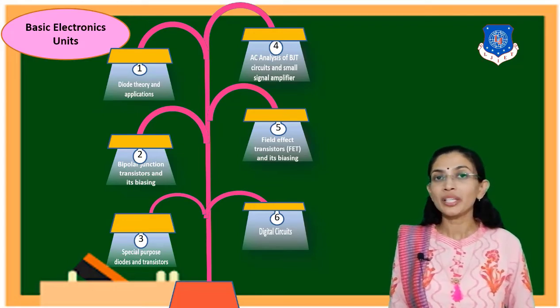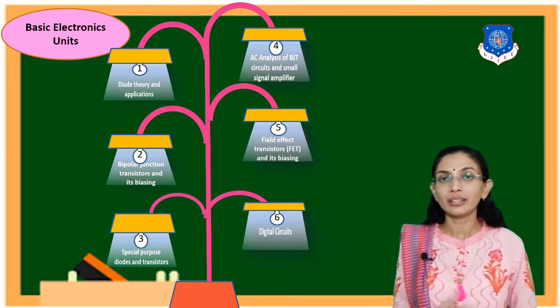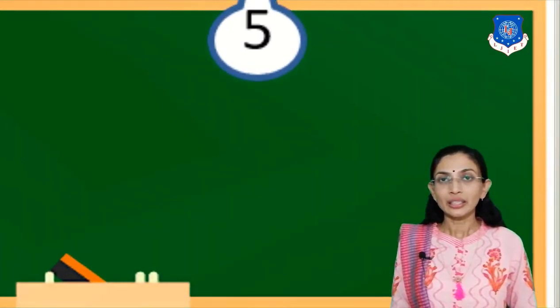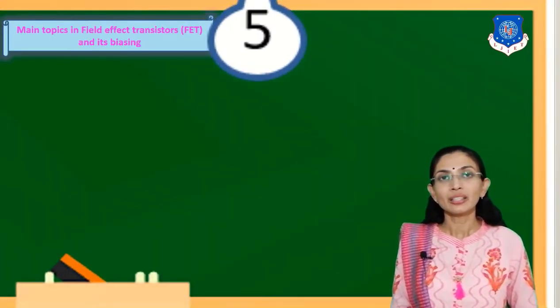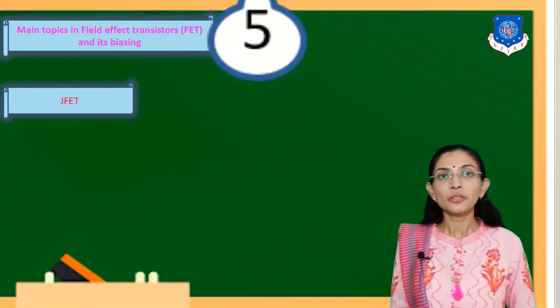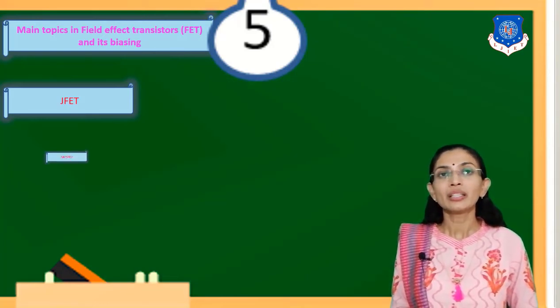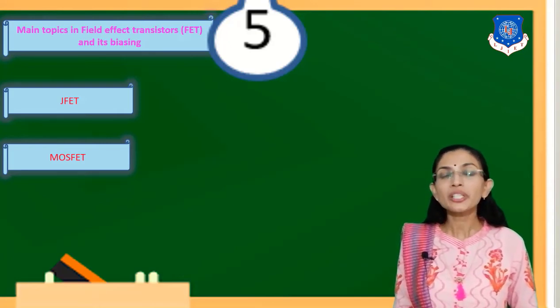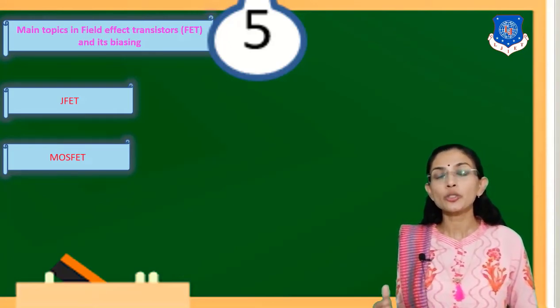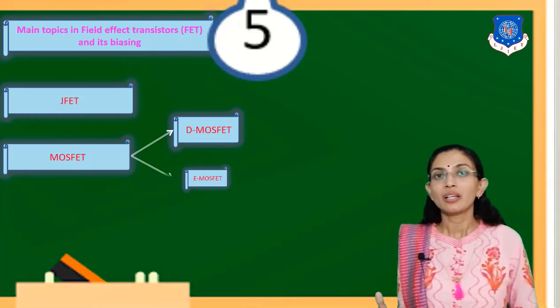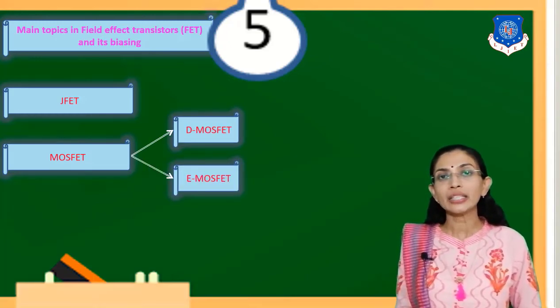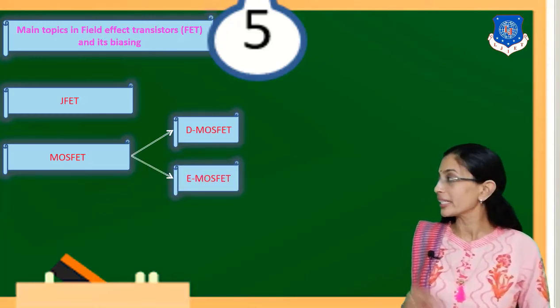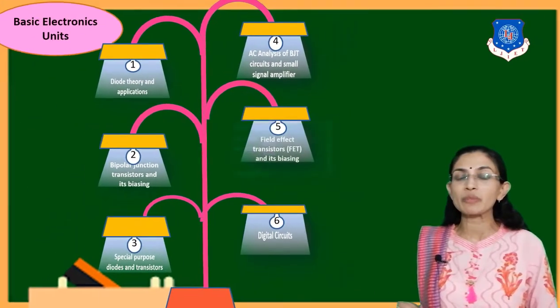Now what are the main important topics in the FET, the 5th chapter? The main topics in field effect transistor will be JFET and MOSFET. MOSFET we will study again in 2 types, DMOSFET and EMOSFET. That is nothing but the depletion MOSFET and enhancement MOSFET.